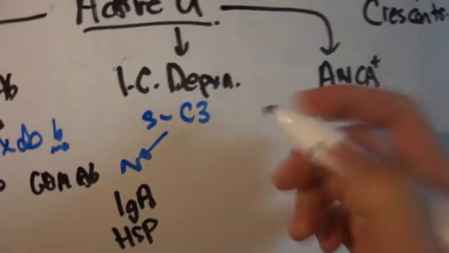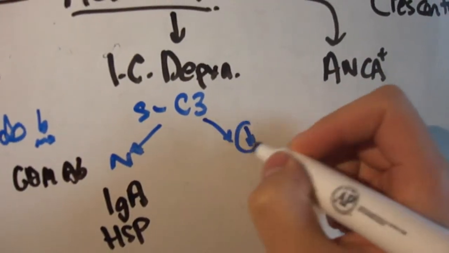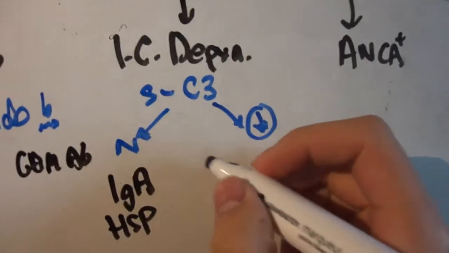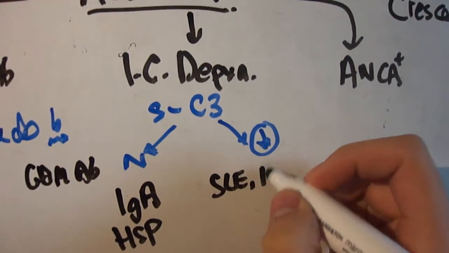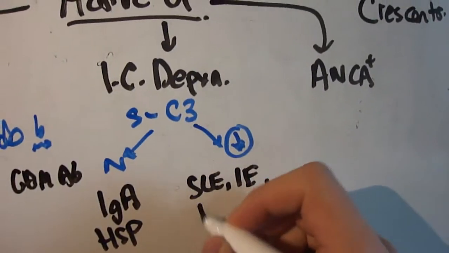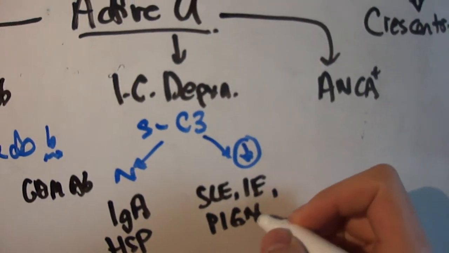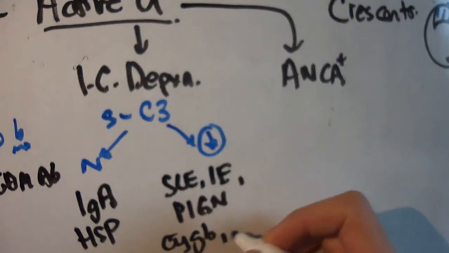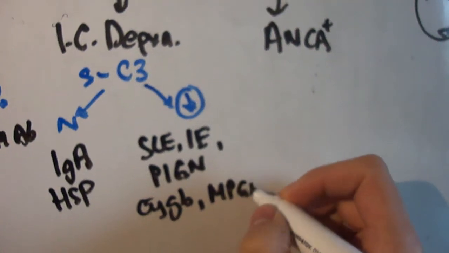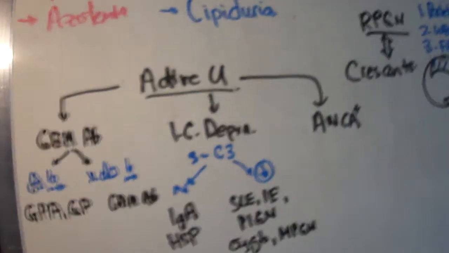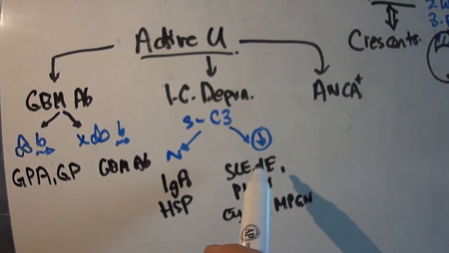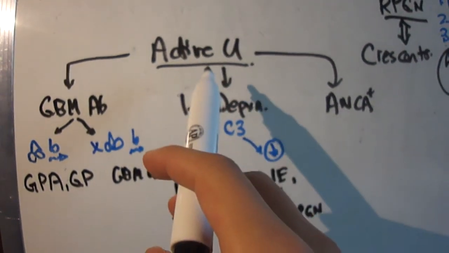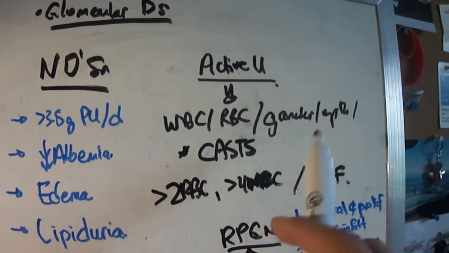Now, if you see that the serum complement is low, it means that it has probably been deposited in the glomerulus. And things that do this are lupus, infectious endocarditis, and your post-infectious glomerulonephropathy. As well, you can have cryoglobulinemia, as well as your membranoproliferative glomerulonephropathy. So that was under reduced complement levels in the serum, which is a type of immune complex deposition when you see active urine, which is when you see these types of casts.